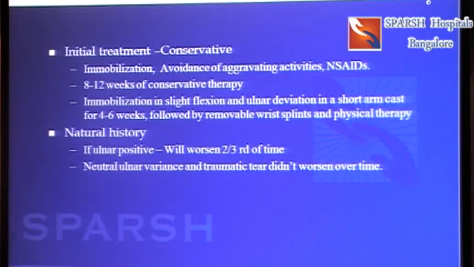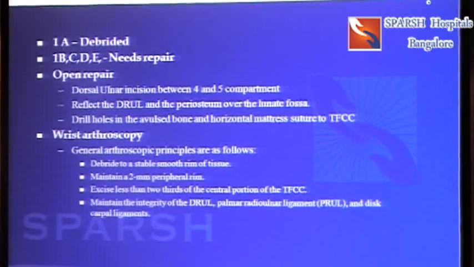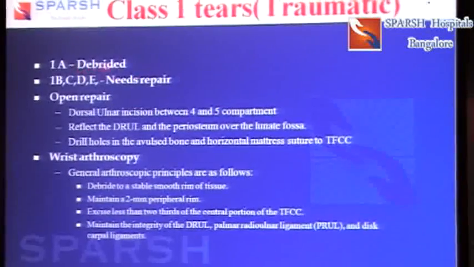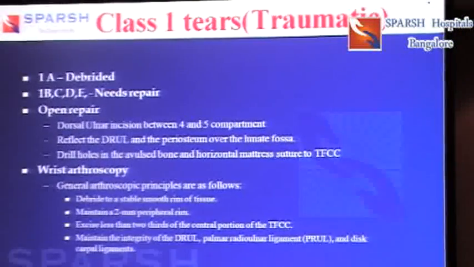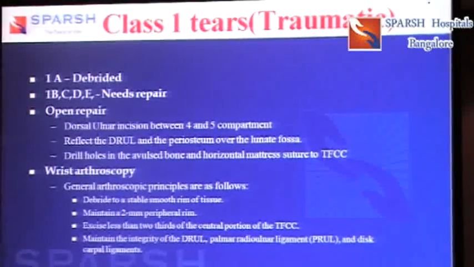If they respond, there's no further treatment. If they don't respond, then go on to surgical treatment. Usually the A variety will respond. The others may not respond. Natural history: if they have ulnar positive variance, they worsen in about 2/3 of cases. If neutral ulnar variance, they probably don't worsen over time. So, just a quick outline. If you have a traumatic tear, 1A, which is just perforation, we just debride it, arthroscopic or open. Either way it can be done. B, C, D and E are avulsed from one side, so you have to repair it.